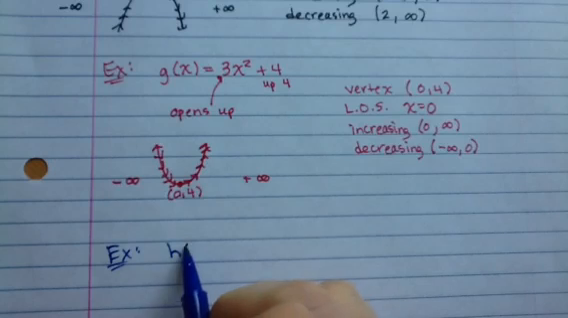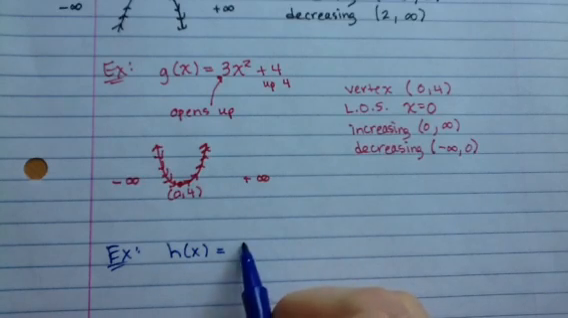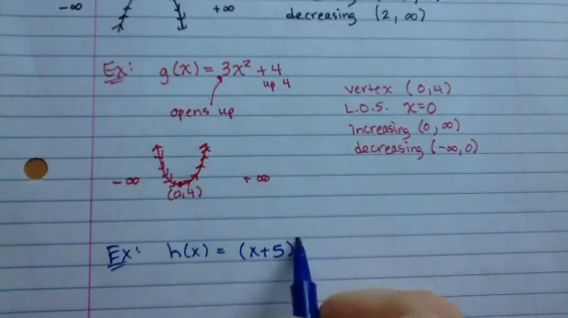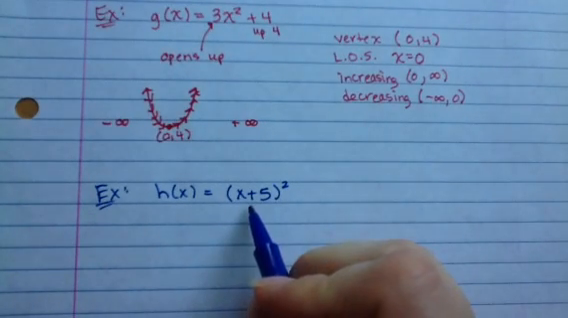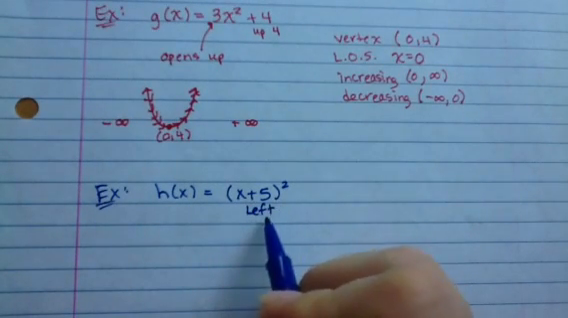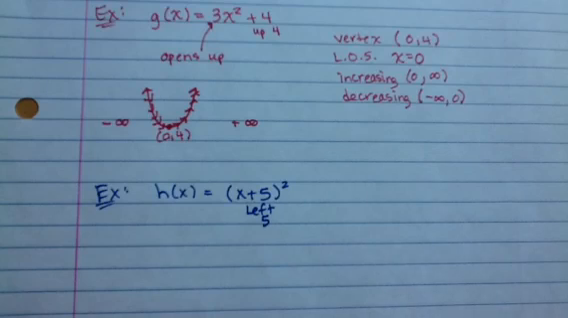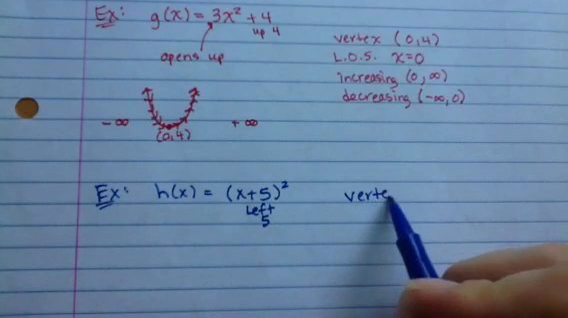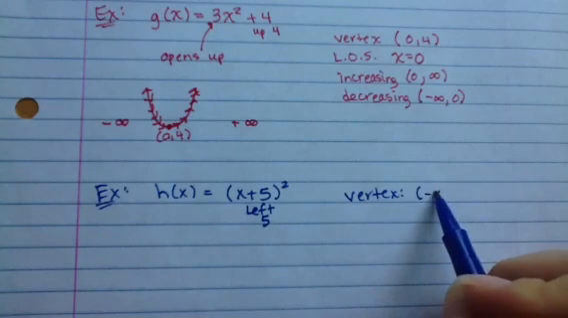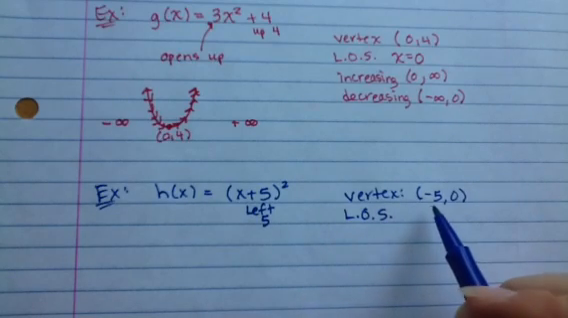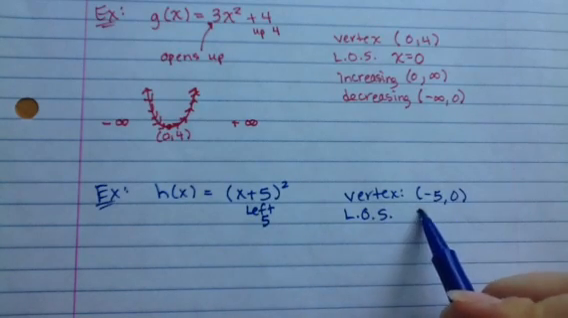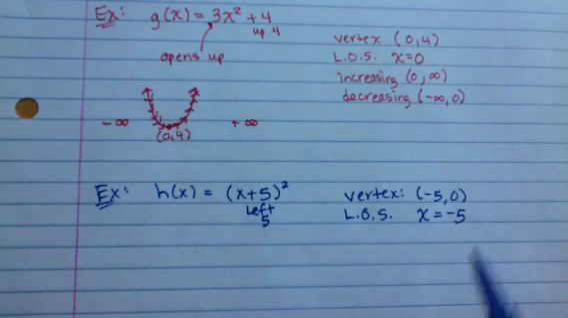In a third example, let's say h of x equals x plus 5 squared. This parabola has a shift left 5, so the vertex will be at negative 5, 0, and the line of symmetry goes through x equals negative 5, and the equation is x equals negative 5.